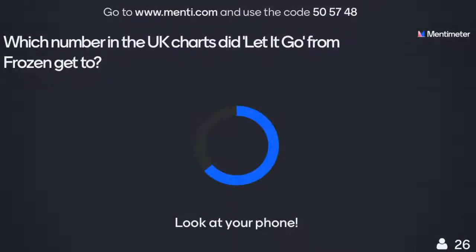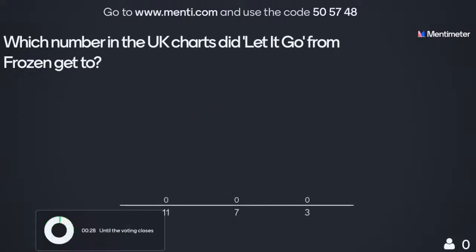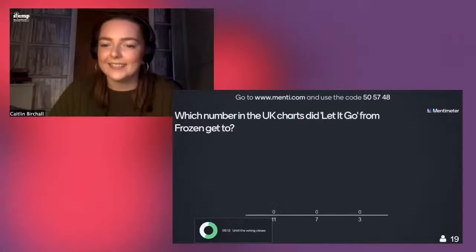The next question. Answer fast to get more points. Okay. Just because you know. Which number in the UK charts did Let It Go from Frozen get to? So did it get to 11th place? Did it get to 7th place? Or did it get to 3rd place? Did it take the bronze? Did it take the aluminium? Or did it take the cotton? The lead. The cotton award of 11th place.